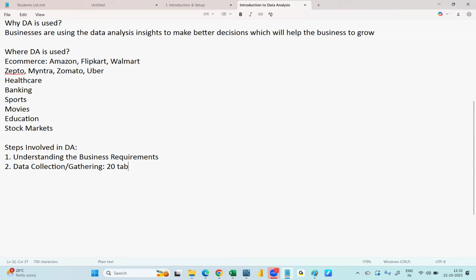Let me say an easy example. Let us say the client has information in 20 tables, or let me say 100 tables in total. The data you need is present only in 20 of them.